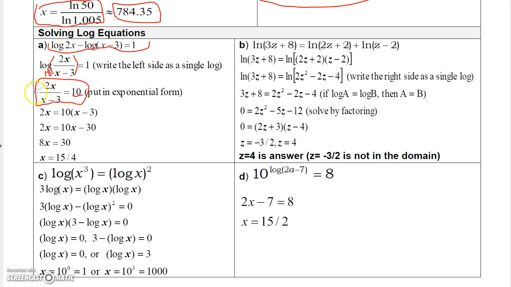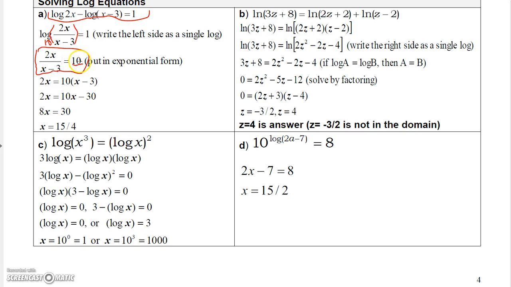The log's gone. So just multiply both sides by x minus 3, and you get 2x equals 10 times x minus 3. And I think you can solve it from there. That's just going to be 10x minus 30. And then subtract 2x from this side, add 30 to this side, and you get 8x equals 30. Then divide by 8 and reduce the fraction, and you get 15/4.